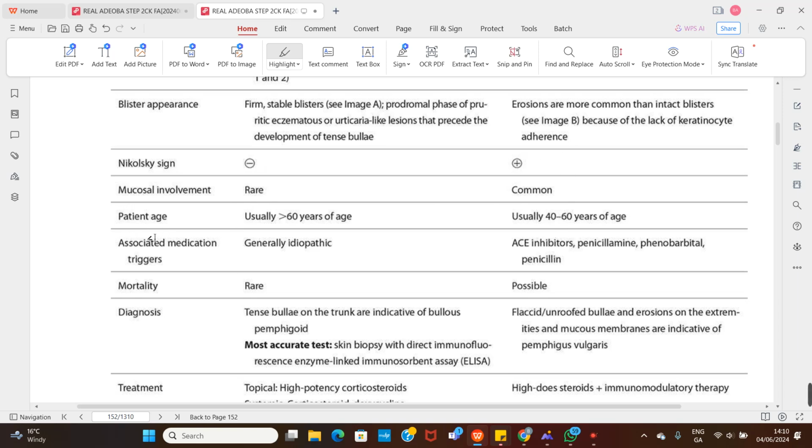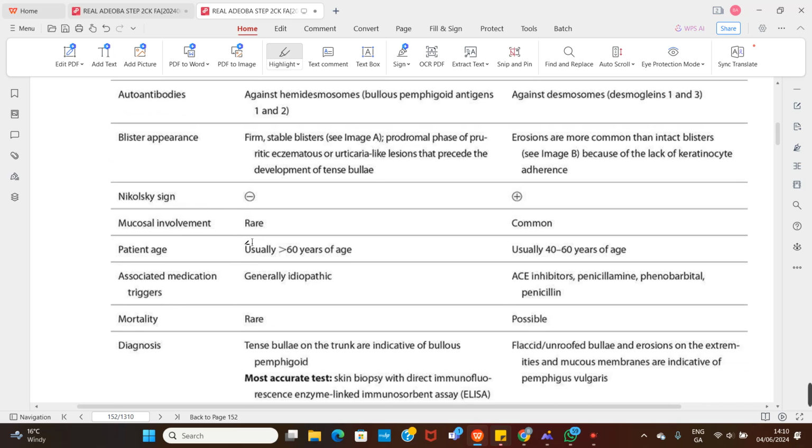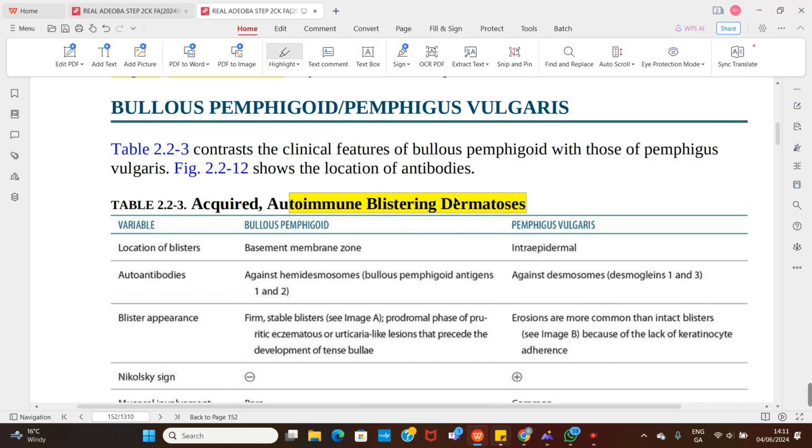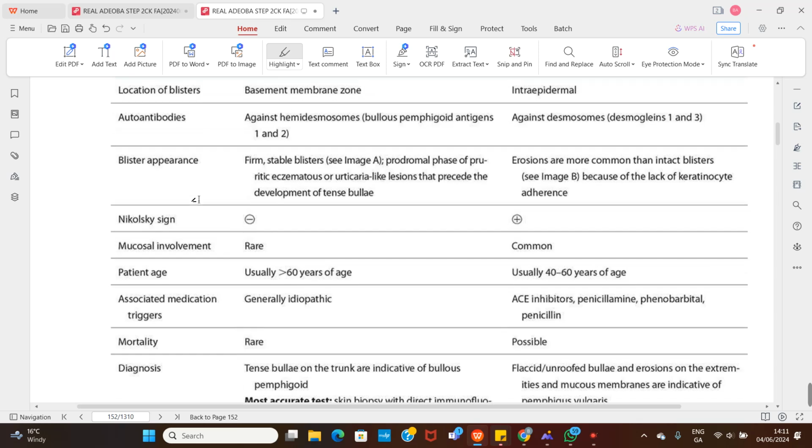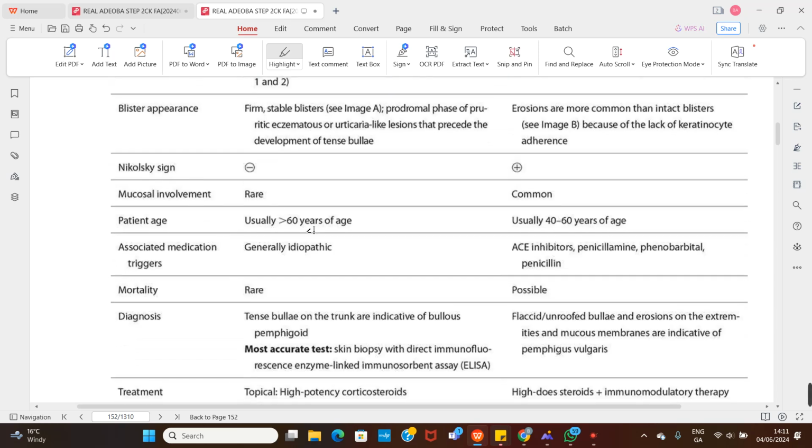Bullous pemphigoid is a problem of elderly people, more than 60 years. So once you look at the age in the question, guys, and it is between 40 to 60 or more than 60, then you can consider bullous pemphigoid or pemphigus vulgaris. But if it's less than 40, please don't pick any one of them. So people that have pemphigus vulgaris are usually between the ages of 40 to 60, while people that have bullous pemphigoid are usually more than 60 years.